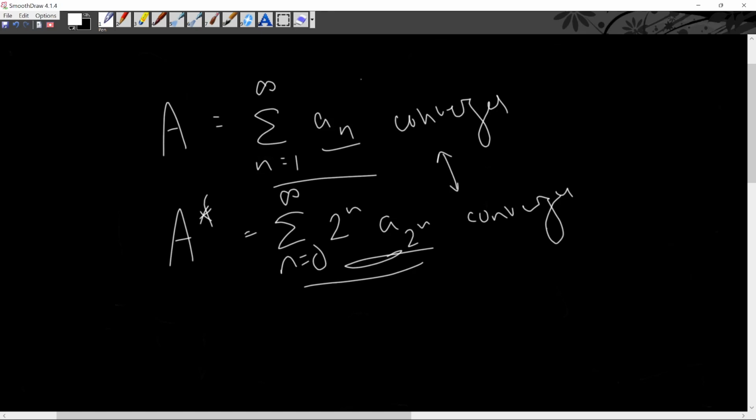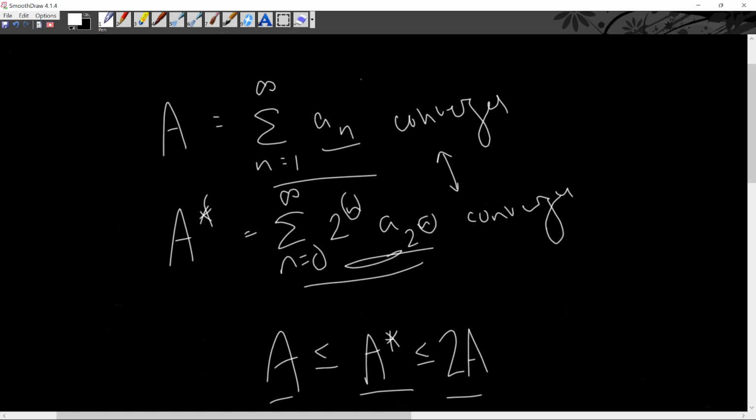And the most important thing about this is that A is less than or equal to A star, which is less than or equal to 2A, which means that A star is bounded between A and 2 times A, which accounts for the 2 to the power of n, right? And again, pretty abstract.